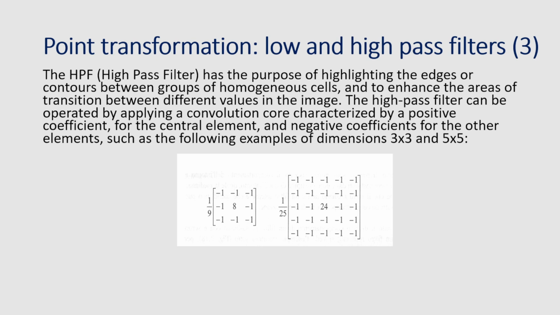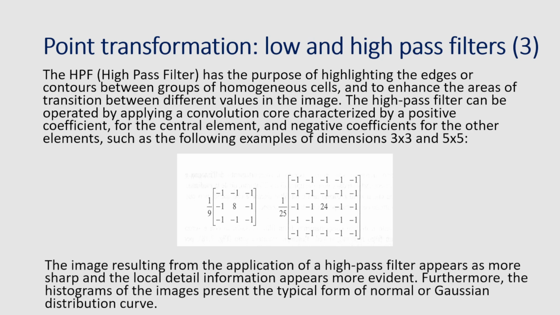The high-pass filter can be operated by applying a convolution core characterized by a positive coefficient for the central element and negative coefficients for the other elements, such as the following examples of dimensions 3 by 3 and 5 by 5. The image resulting from the application of a high-pass filter appears more sharp and the local detail information appears more evident. Furthermore, the histograms of the images present the typical form of a normal or Gaussian distribution curve.